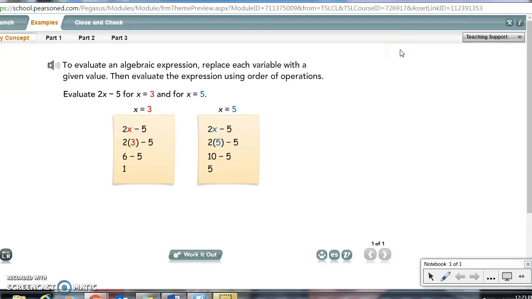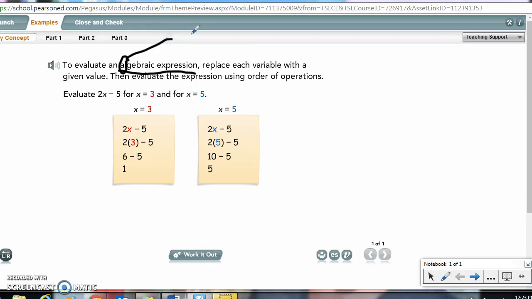So today I am going to go ahead and start with 1-4, which is evaluating algebraic expressions. It says here in the key concept that to evaluate an algebraic expression, you need to replace variables with a given value. Then evaluate the expression using the order of operations. There are a few keywords in here I want you to underline. Algebraic expression is one. Now remember, algebraic expression starts with an A, and I remember A like alphabet.